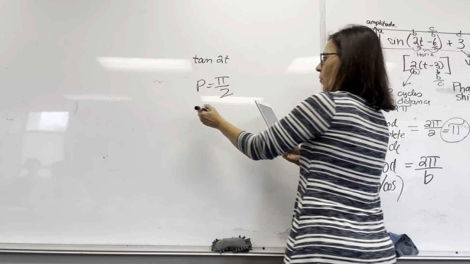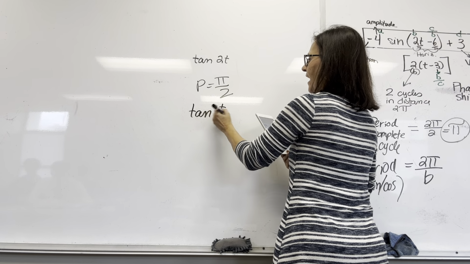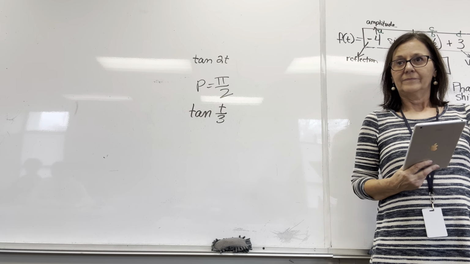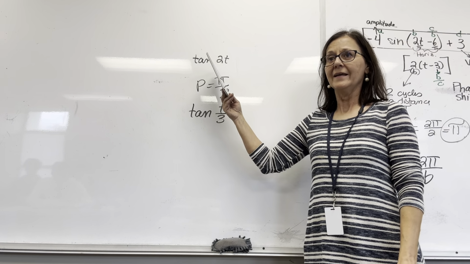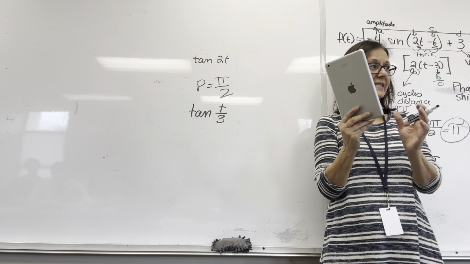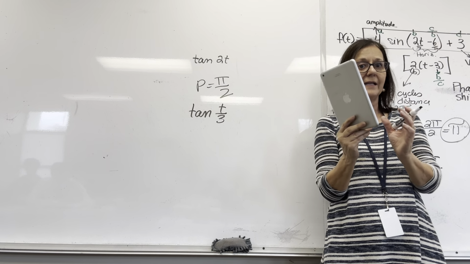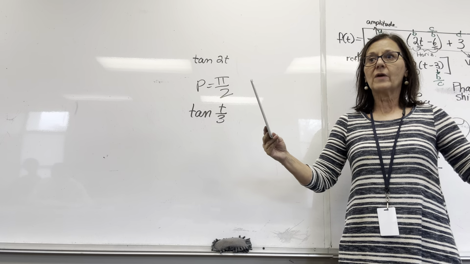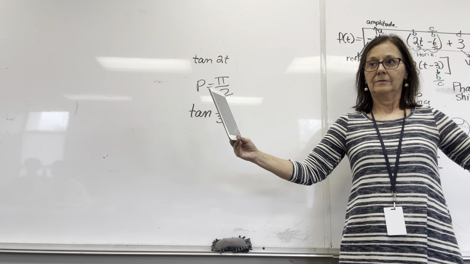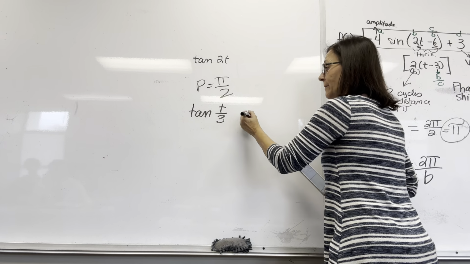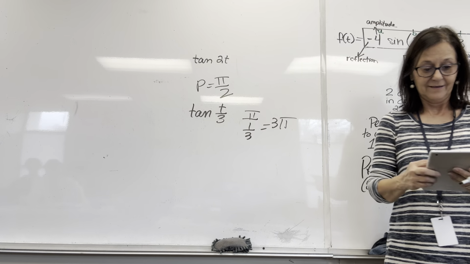All right. What about the tan of t over 3? Notice when the number is big, we're squeezing it. Right? We're squeezing those curves, getting more in the period. But when the number is less than 1, what are we doing? We're stretching it out. Is it 3 pi? It's going to be pi over 1/3, which is 3 pi. That's exactly right. Good job.